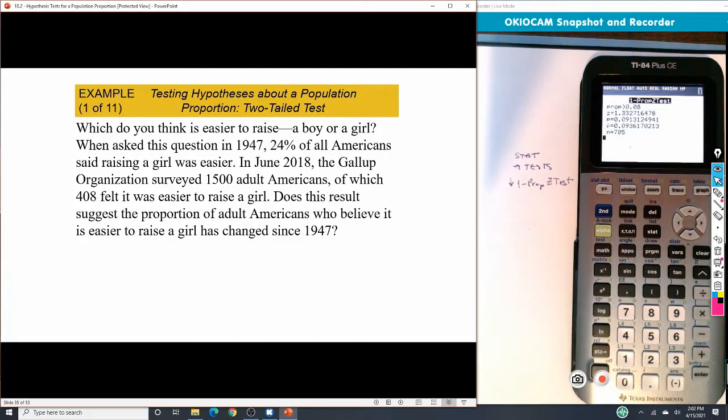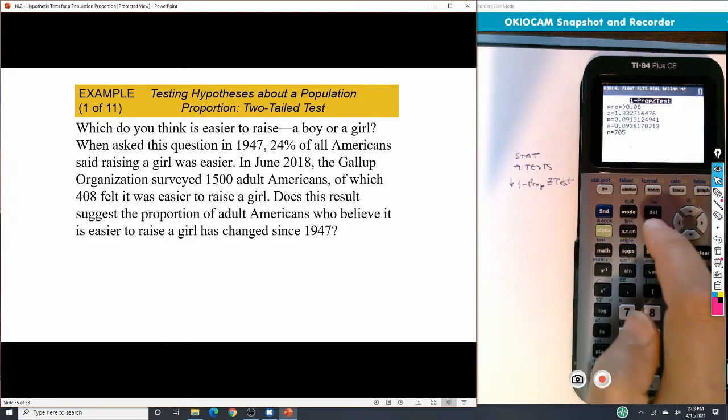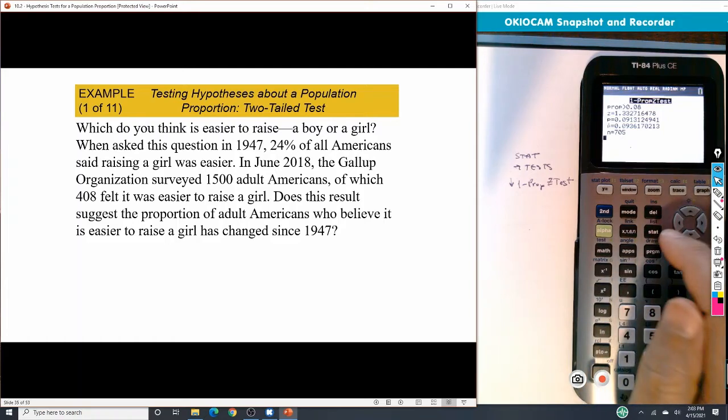Let's look at a two-tailed. All right, so here again, we have the survey happening. We have 24% of all Americans said raising a girl was easier. They had 1,500 adults, 408 felt it was easier to raise a girl. Does this result suggest differently? Okay, so we have stat here. We're going to move over to test, down to 5.